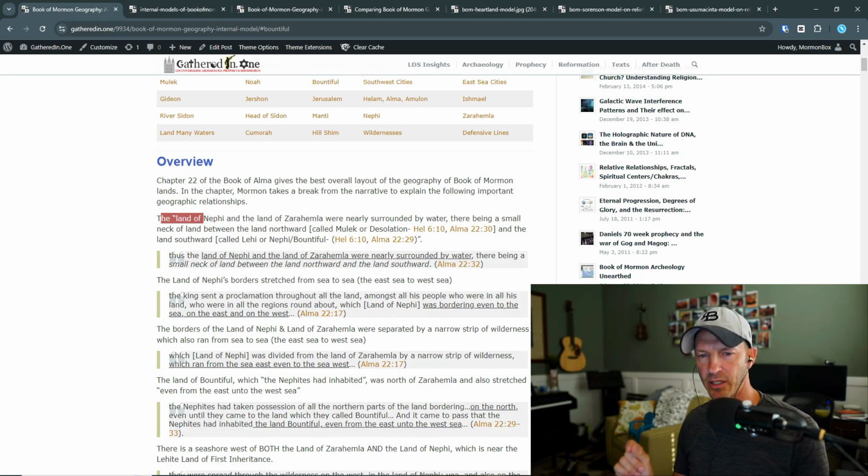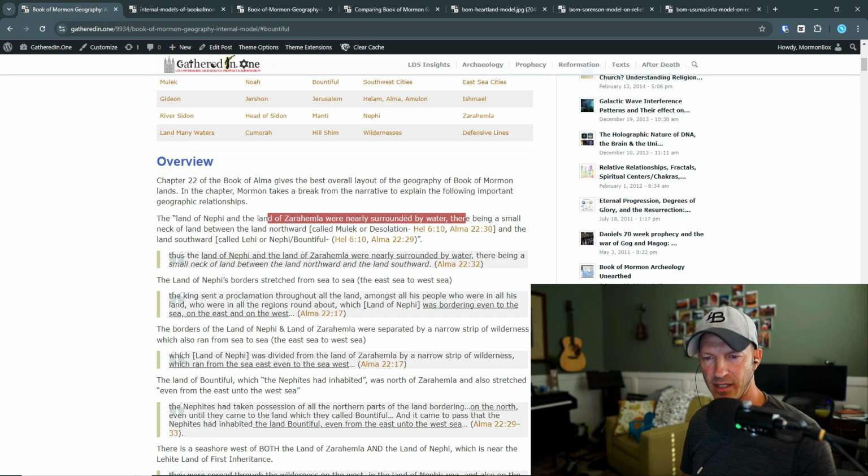It says those lands were nearly surrounded by water, there being a small neck of land between the land northward, which is called Mulek or Desolation, according to Helaman 6 and Alma 22:30, and the land southward, which is called Lehi, or the land of Nephi or Bountiful in those scriptures. So let's specify here. It says, thus the land of Nephi and the land of Zarahemla were nearly surrounded by water, there being a small neck of land between the land northward and the land southward.